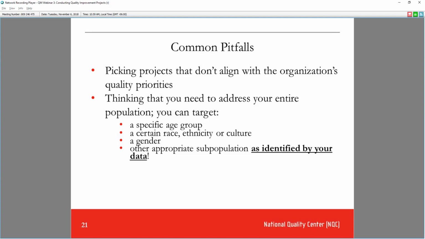Another thing that folks fall into is thinking that you have to address everyone. I talked before about your client population having an overabundance of African American males over the age of 50. It's great to try and address their specific needs. If you try and address everybody in the clinic with the same quality improvement project, you may be disappointed in the results, and you may consider it a failure when it's really a learning experience. And the learning experience is you need to focus. One of the reasons we talk about subpopulations is because they're different.